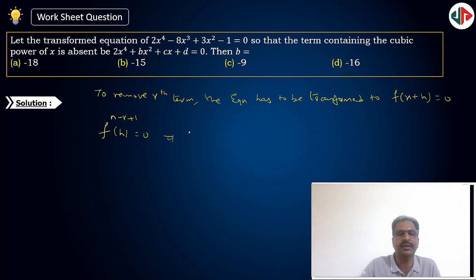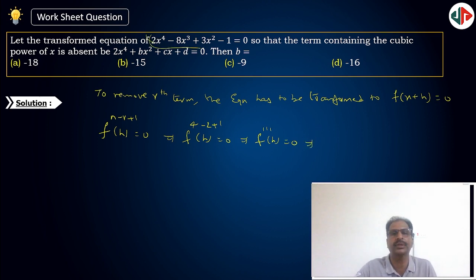What is n? Degree of the equation. Degree is 4. R is the term which has to be removed. Which term has to be removed? X cube. X cube term is the second term. So r is 2, n minus r plus 1 is 3, which means f triple dash of h. That is the third derivative of the given polynomial. Find the third derivative of this polynomial.